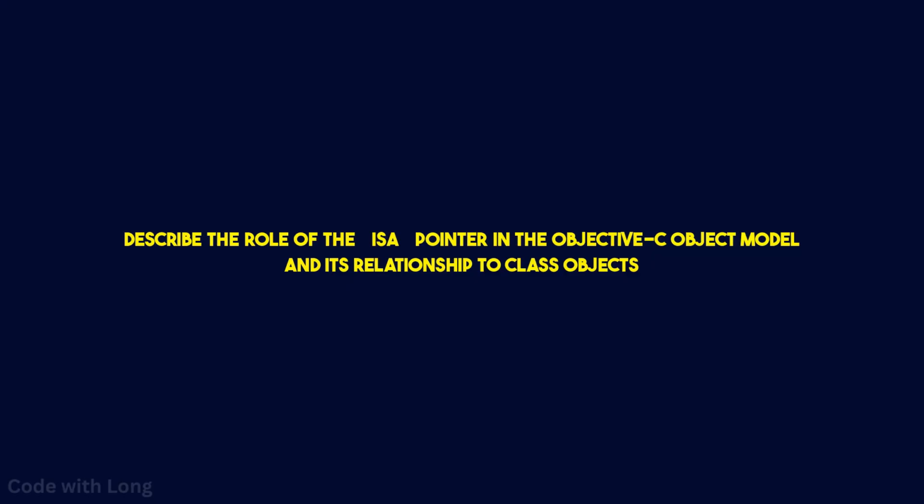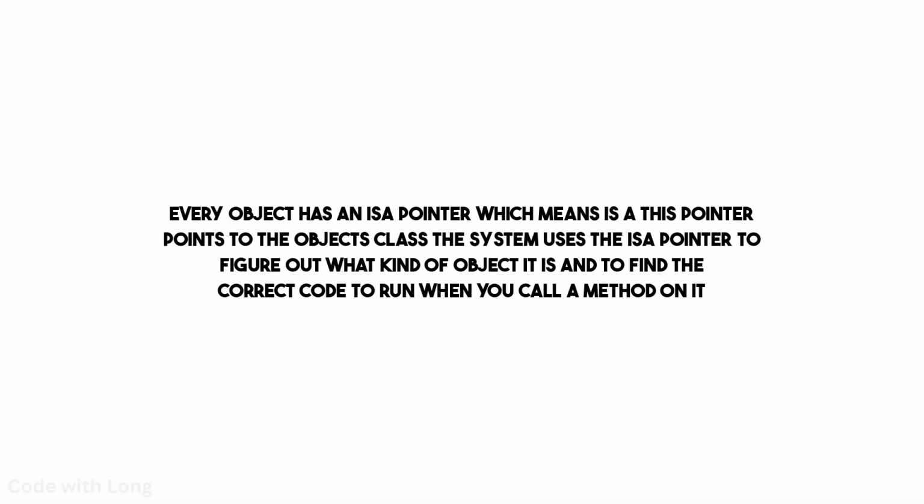Describe the role of the ISA pointer in the Objective-C object model, and its relationship to class objects. Every object has an ISA pointer, which means "is a". This pointer points to the object's class. The system uses the ISA pointer to figure out what kind of object it is, and to find the correct code to run when you call a method on it.